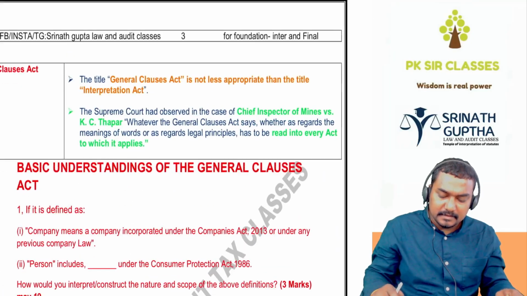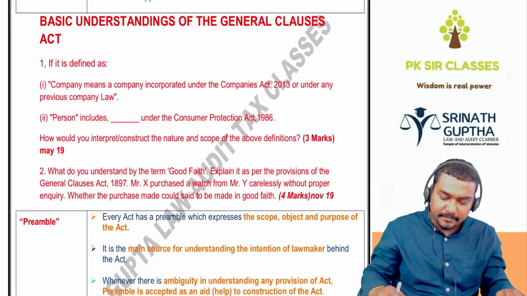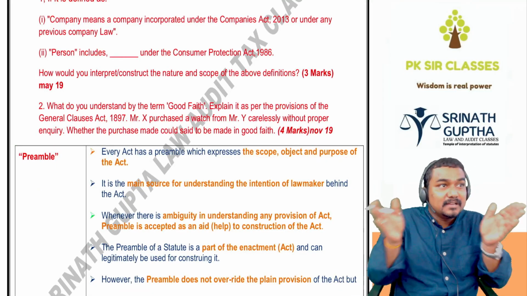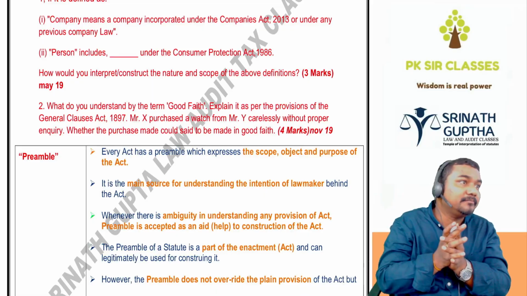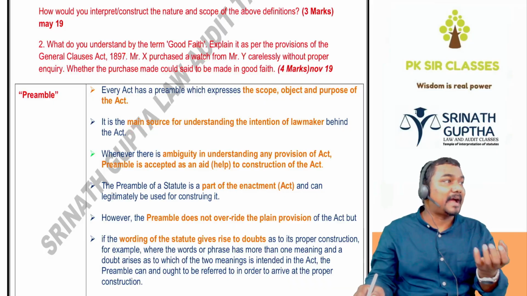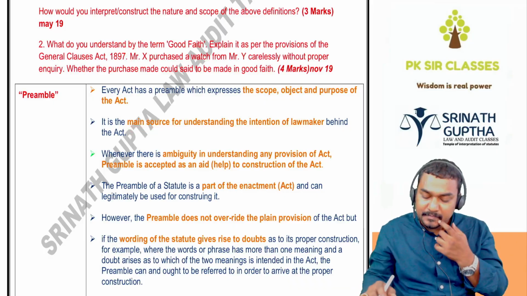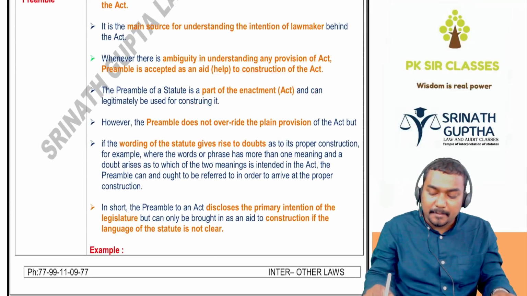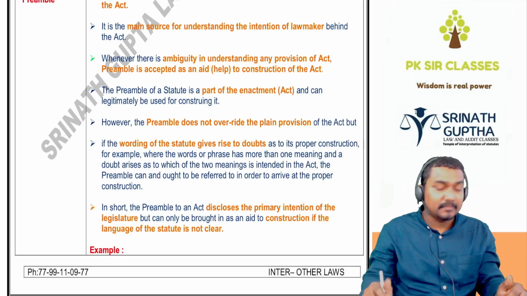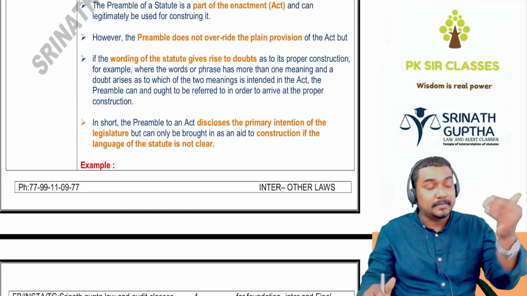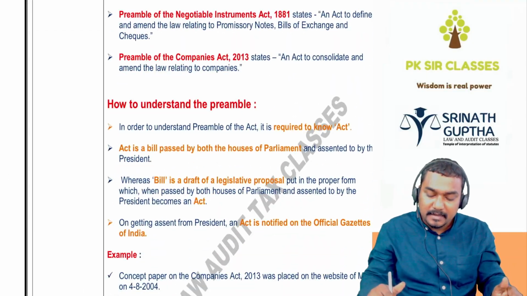Next, let us start with the meaning of a few things. Preamble, beta. A preamble explains the scope, objective and purpose of the act in summary form. It explains the main intention of the lawmakers, and why the act was created. The preamble is part of the act. It cannot override the intention of the legislature. It can be used for interpretation, but the intention of the act is supreme.